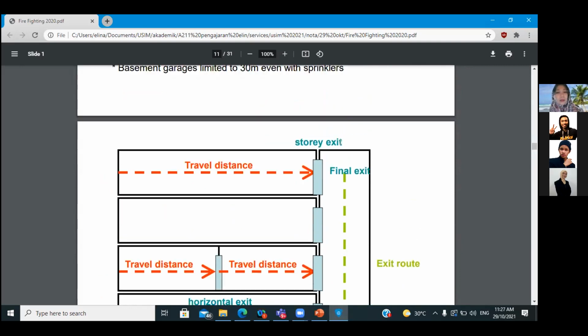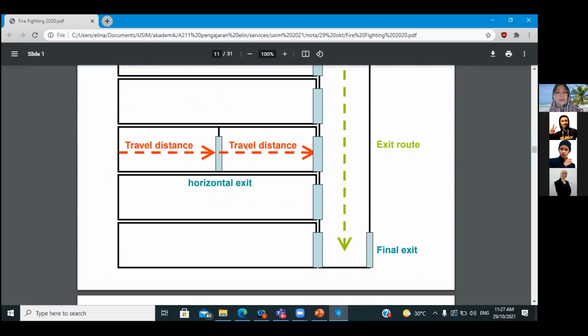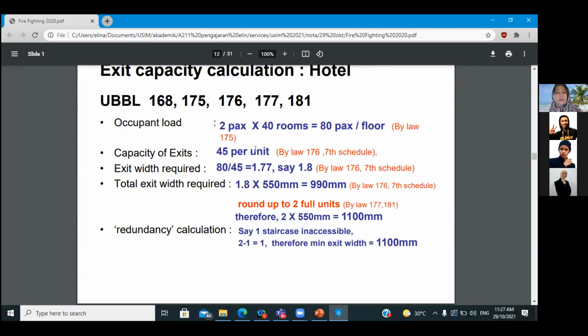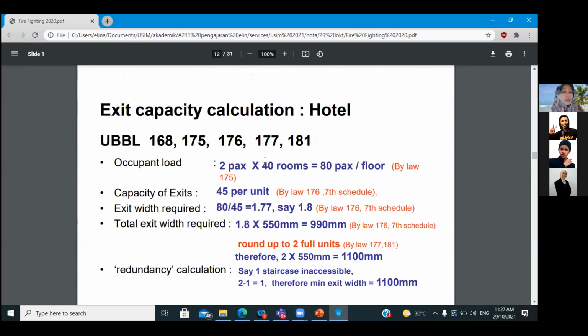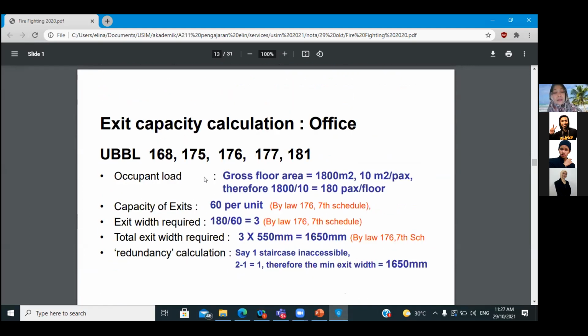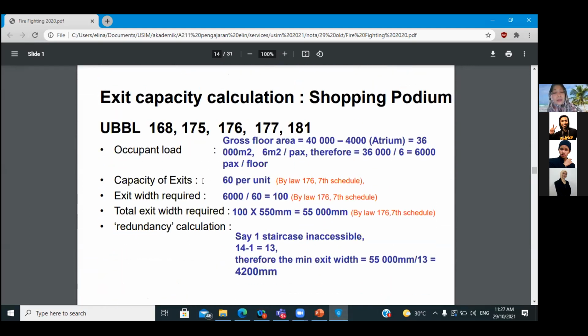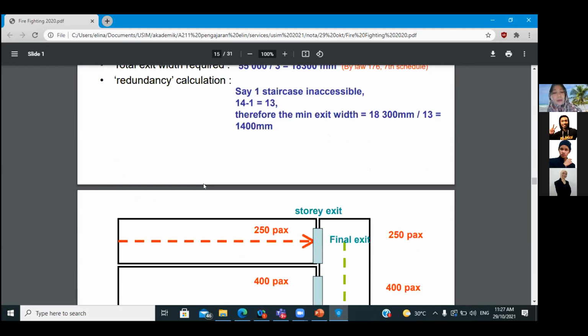Okay. You read this one first. See? Difficult, isn't it, architects? But you need to exercise. To do the exercise, then it is very easy to do. If you don't exercise, don't read the UBBL, it's very hard for us to find. This is as per calculation according to occupant load. You are already good at this. Okay, for office, for shopping complex, for basement car park, what else?